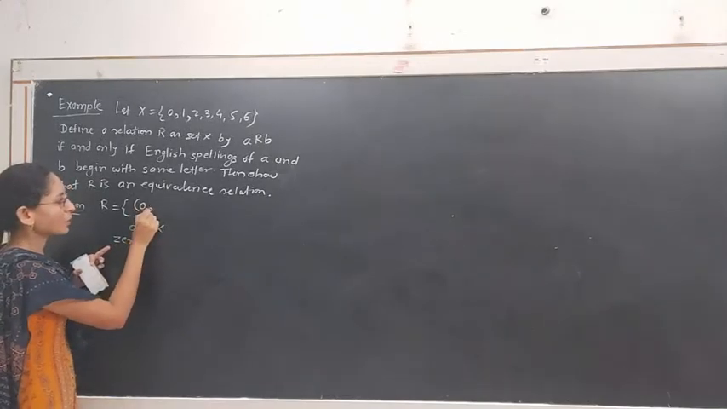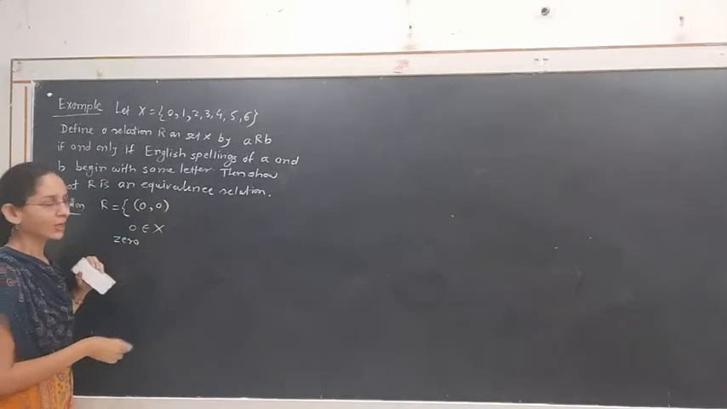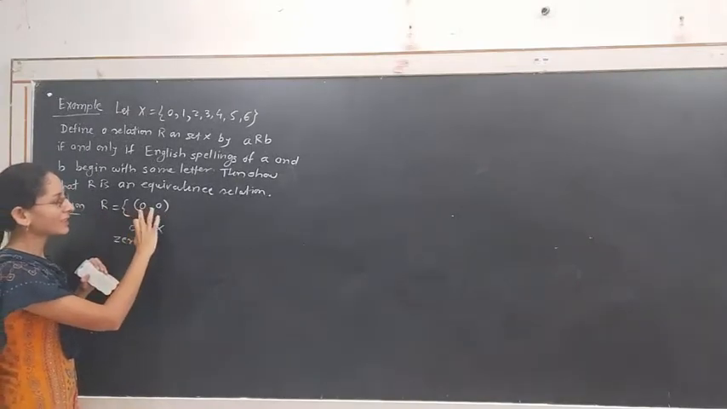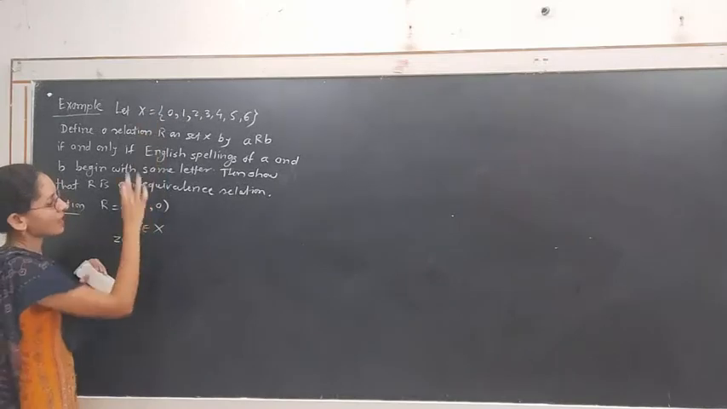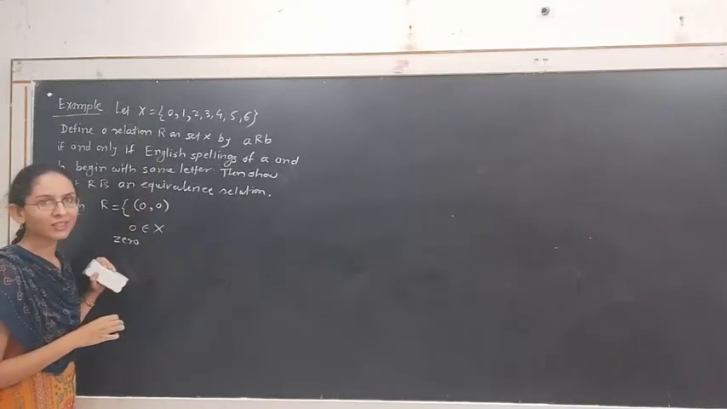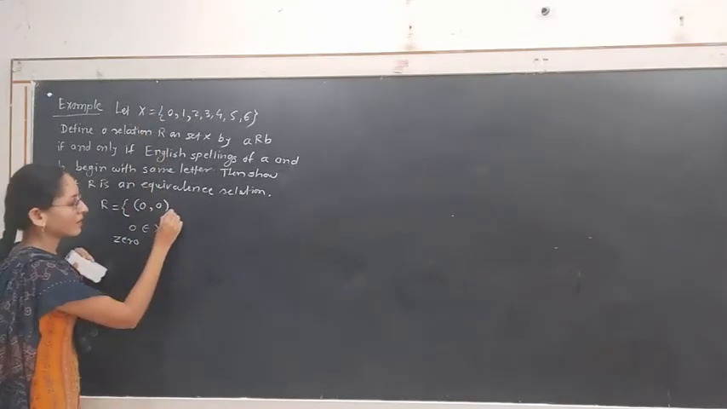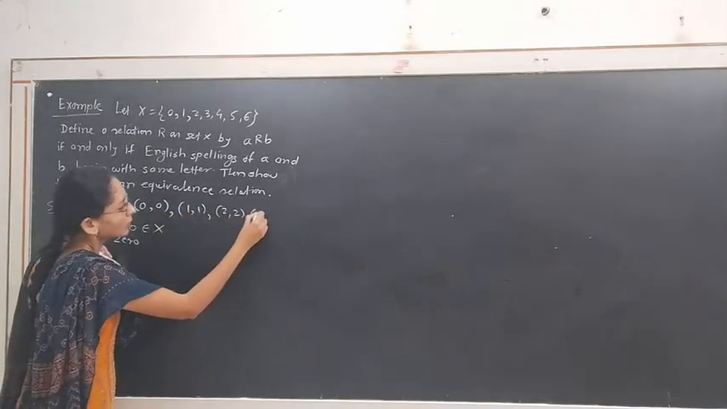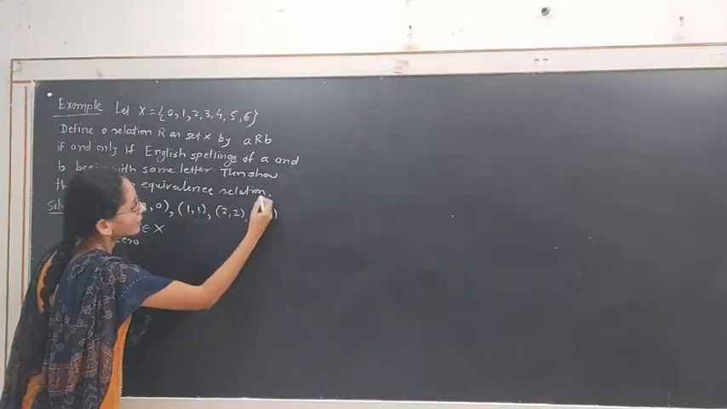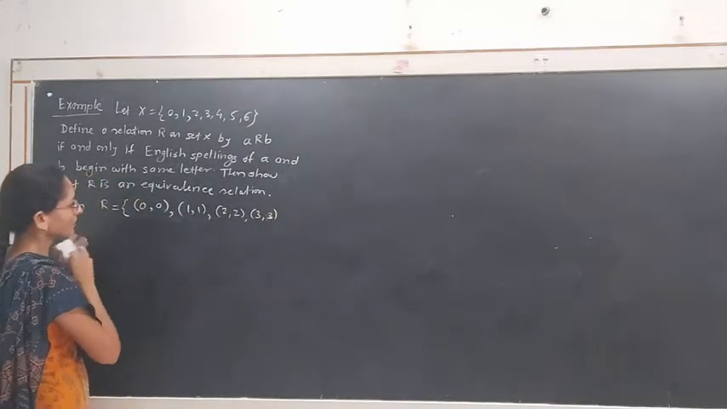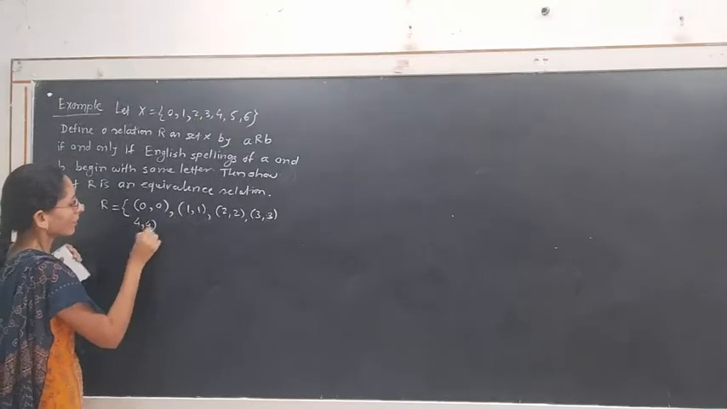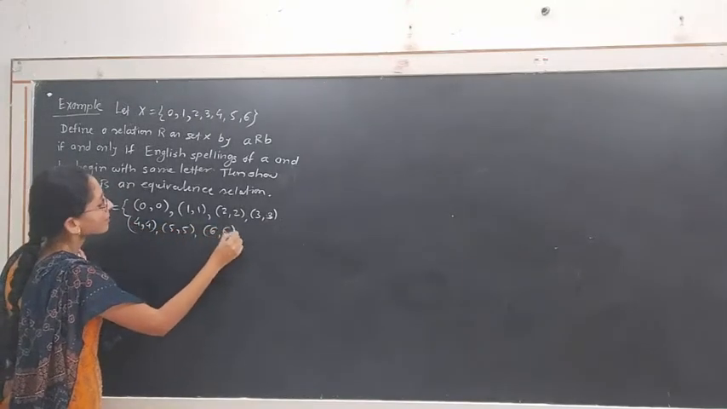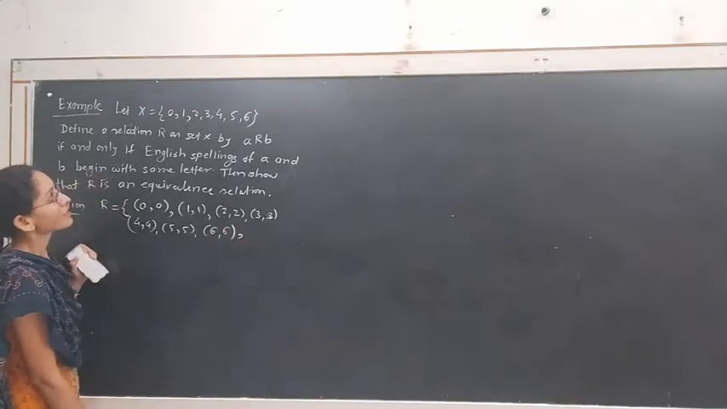Hence the ordered pair (0, 0) belongs to set R because these two are elements of set X and their spellings start with the same letter Z. Similarly, (1, 1), (2, 2), (3, 3), (4, 4), (5, 5), (6, 6).